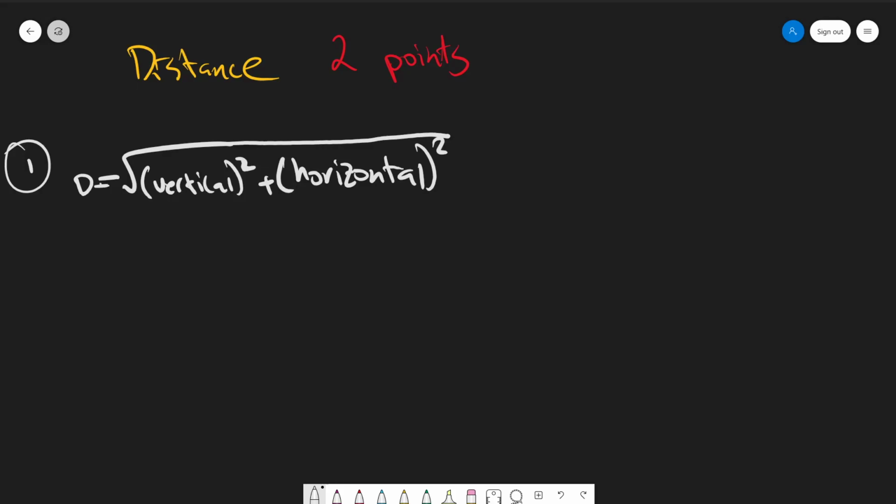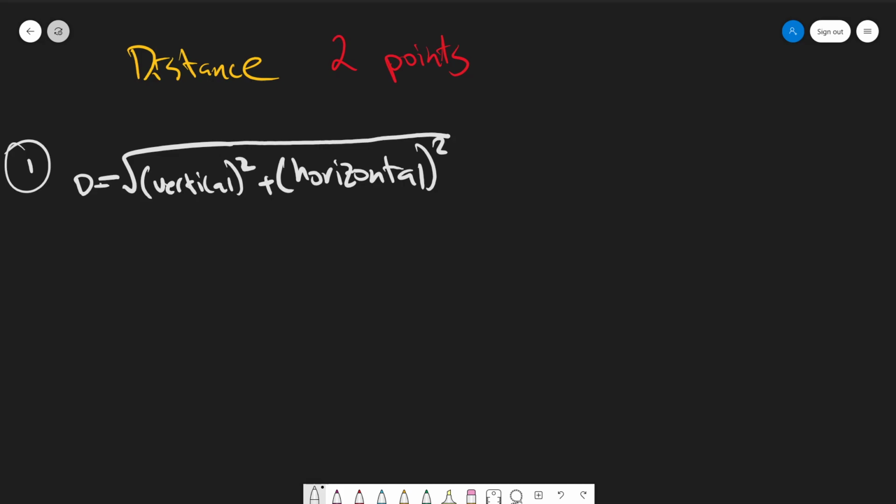Alright, so this is going to be my walkthrough video for finding the distance between 2 points. So I'm just going to get right into it. We've got 2 points. How I would write the formula for distance in words, it would be the vertical component squared plus the horizontal component squared, and then take the square root of it.